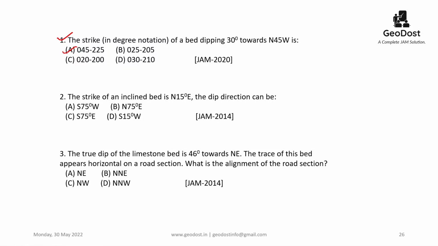The strike of an inclined bed is north 15 degrees east. The dip direction can be, so that means we have north 15 degrees east. The dip direction can be. So here, what I told you, you have to keep your thumb here, so the dip direction will be towards this direction. Okay, so what will it be? This is your 15 degrees, this is 75 degrees. That means this is your north, this is east, and it is 90 degrees, and this is another 15 degrees.